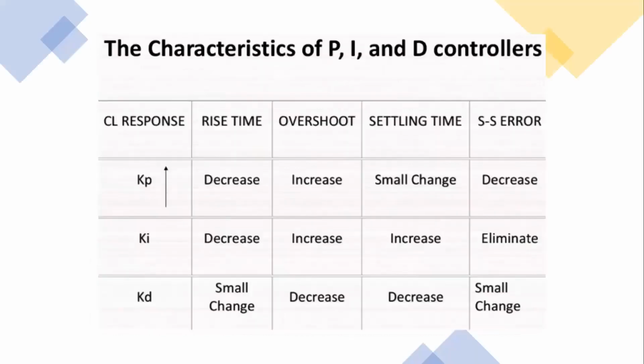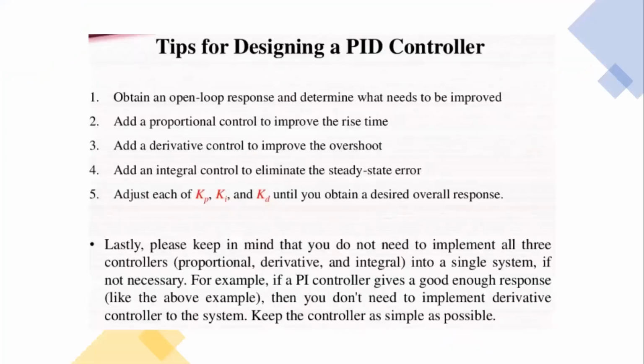The characteristics of PID controllers: closed loop response, rise time, overshoot, settling time, steady state error. With Kp, rise time decreases, overshoot increases, settling time has small changes, and steady state error decreases. With Ki, rise time decreases, overshoot increases, settling time increases, and steady state error is eliminated. With Kd, rise time has small changes, overshoot decreases, settling time decreases, and steady state error has small change.